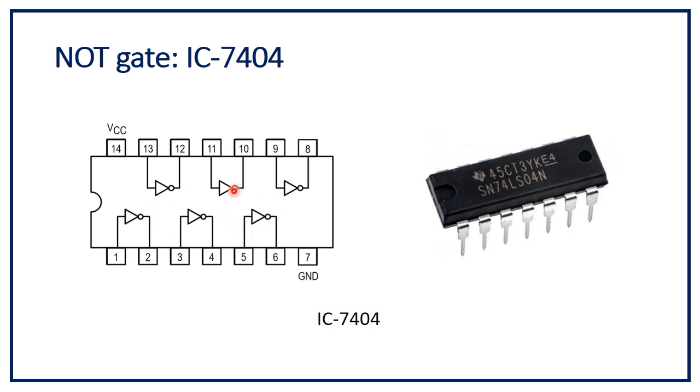And this is the internal diagram of IC 7404. Here, as we can see, there are 6 NOT gates inside a single IC: 1, 2, 3, 4, 5, 6. Here pin number 1 is the input pin and pin number 2 is the output pin. If we apply logic 0 here, then we will get logic 1 here. If we apply logic 1, we will get logic 0. In the same way, we can have 6 NOT gates in a single IC. The IC number is 7404.